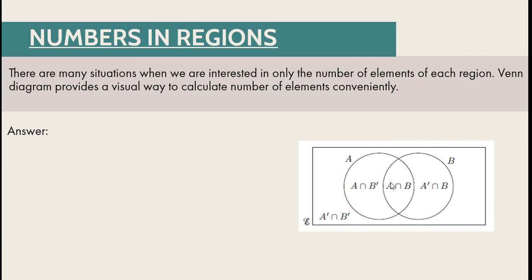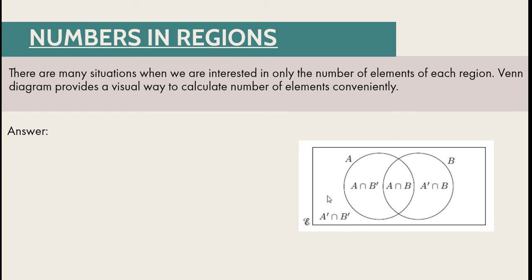Here we have a Venn diagram. We have the circle A and the circle B. This, the overlapping region, is the intersection of A and B. This, the moon shape, is A intersect with B prime, in A but not in B. A prime intersect B is in B but not in A. And the outside is the intersection of A prime and B prime. It is not in A and not in B at the same time.